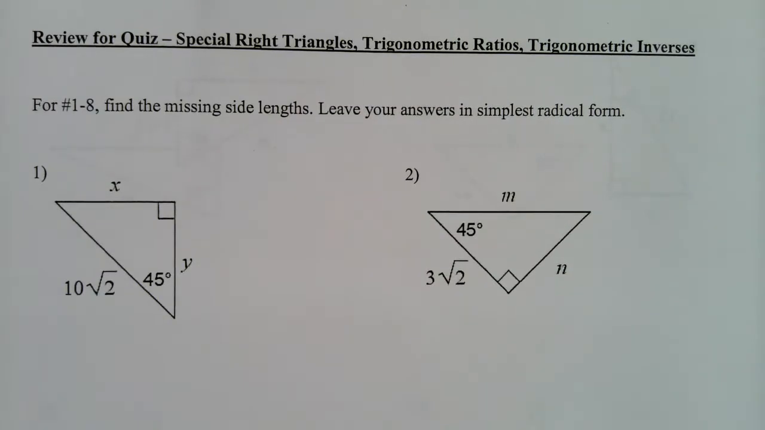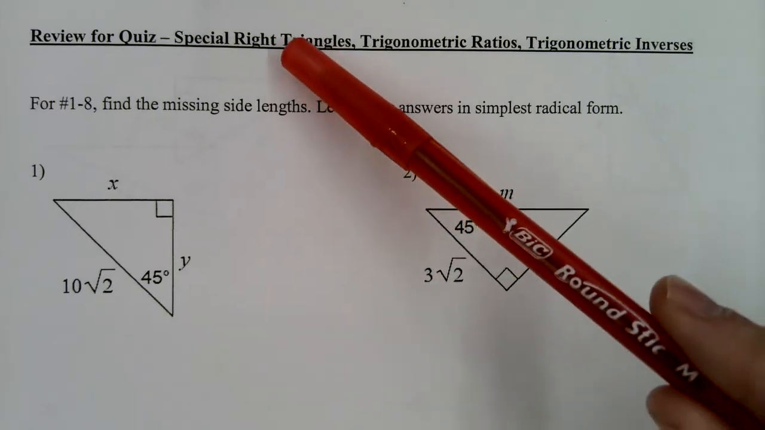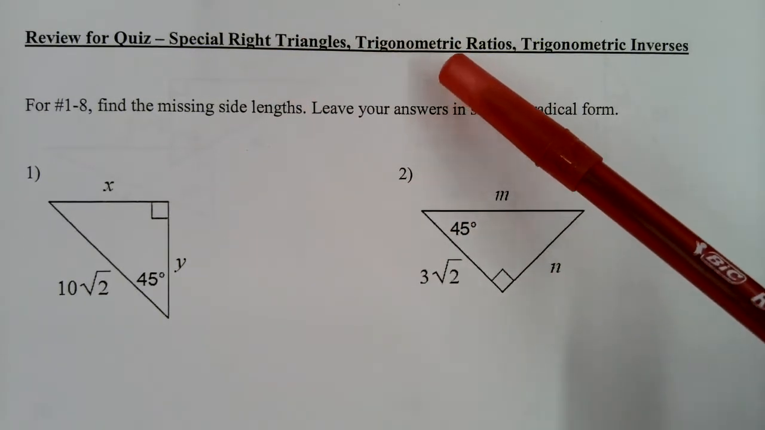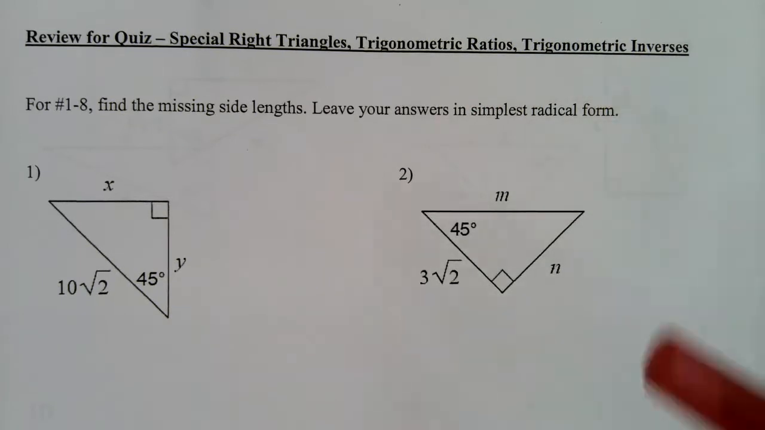Okay, this is a review for the quiz on the last 3 lessons: special right triangles, trigonometric ratios, and trigonometric inverses. Okay, for numbers 1 through 8, find the missing side lengths. Leave your answers in simplest radical form.